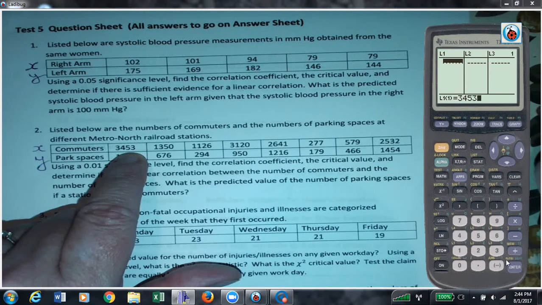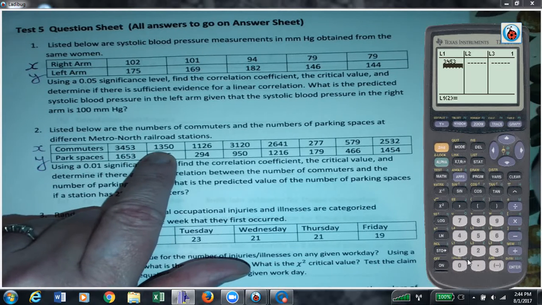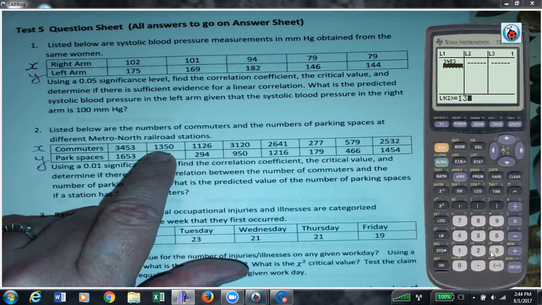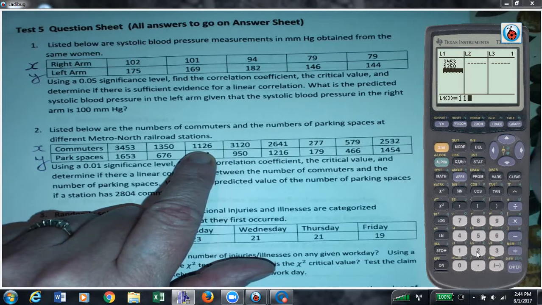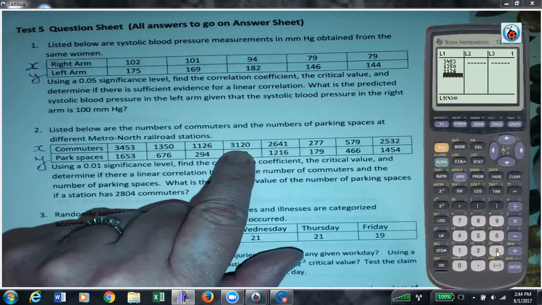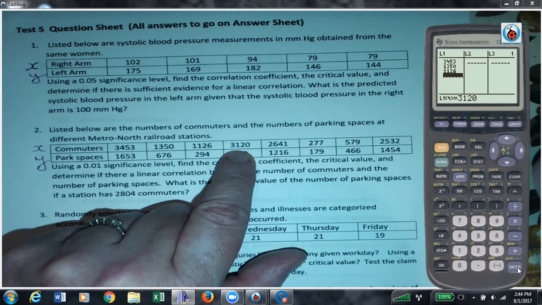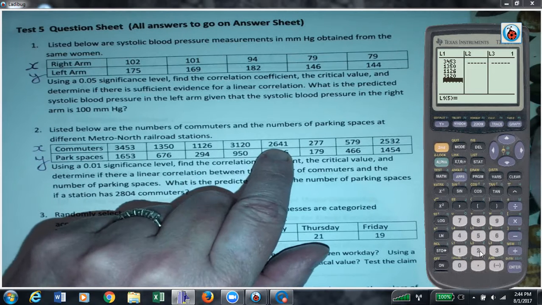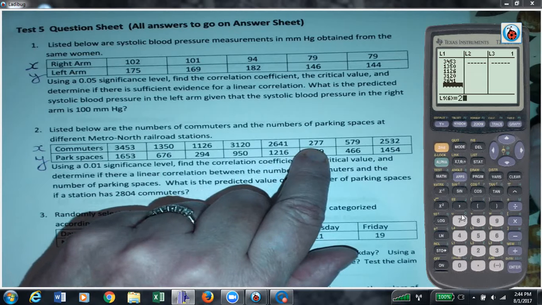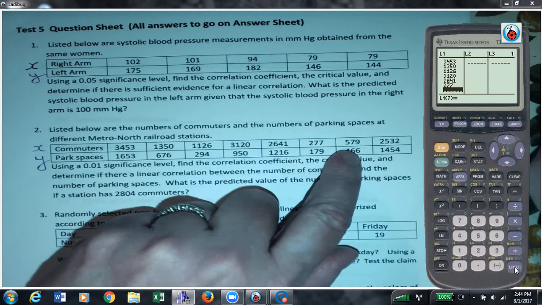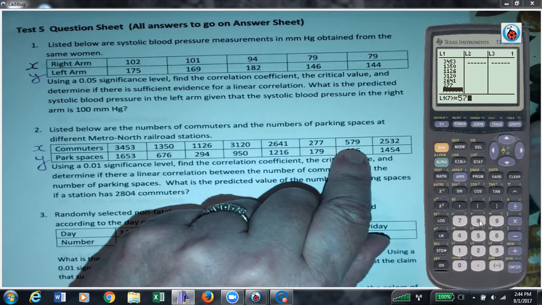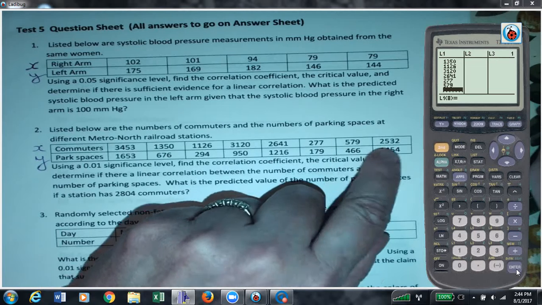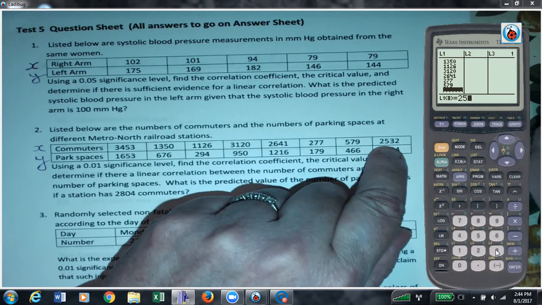3, 1350, 1126, 3120, 2641, 277, 579, and 2532.